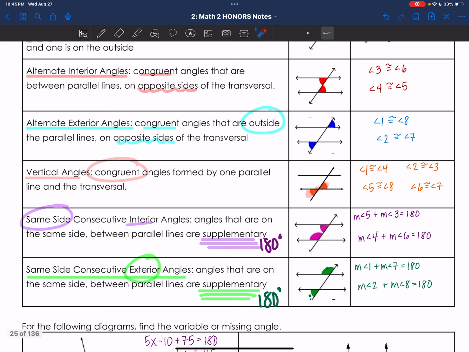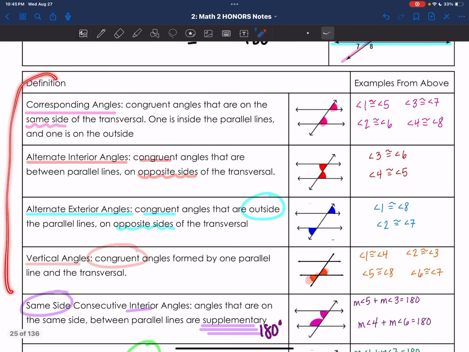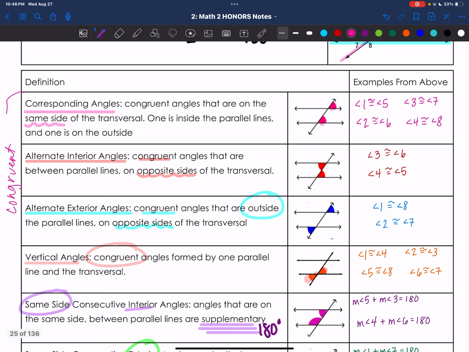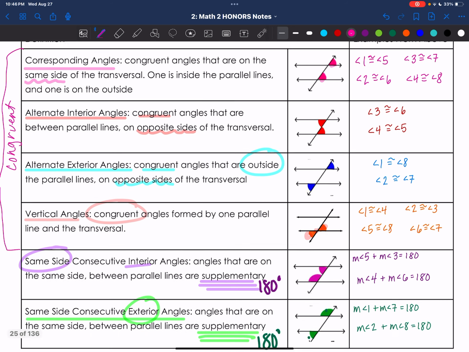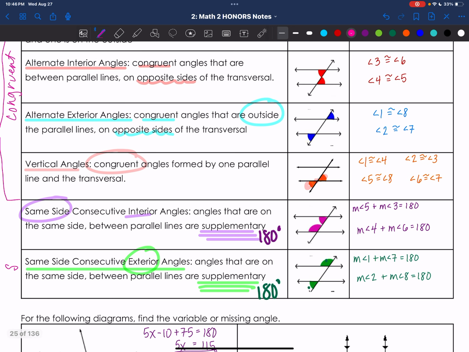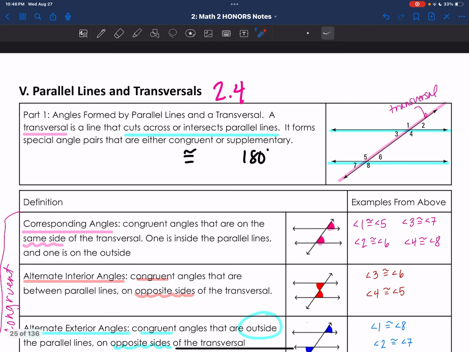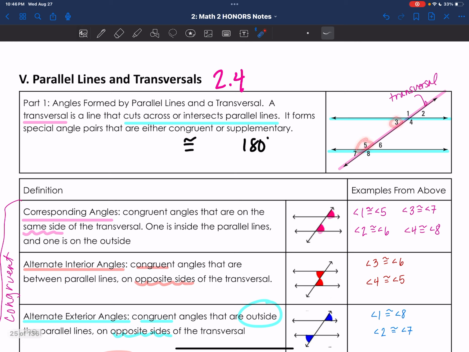All right, now we get into, so all of these were all congruent. Okay, now we're going to get into supplementary. Supplementary means 180 degrees. So if you were to have same side consecutive interior, that means the same side of the transversal inside the parallel lines. So if you were to look up here, 3 and 5, same side of the transversal inside the parallel lines.